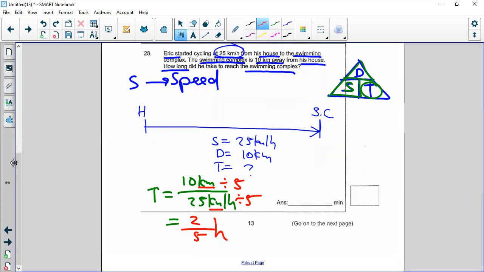2/5 hour. But your answer has to be in minutes. So what do you do? Make the denominator into a 60, because 1 hour is 60 minutes. So 5 times 12 and 2 times 12. So how many minutes? That will be 24 minutes taken to cycle.